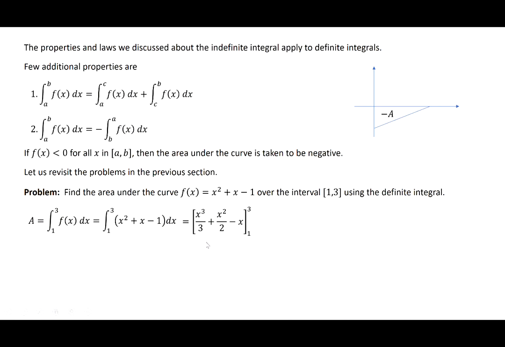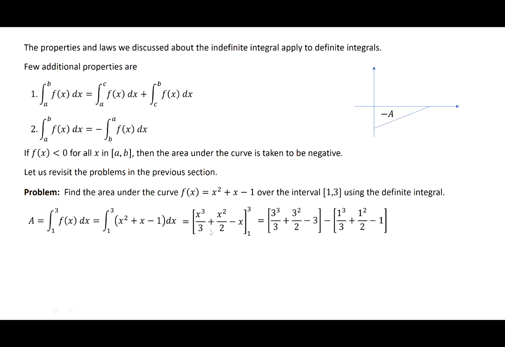Cool. Okay, but what do you mean by these limits now? Oh, we got the antiderivative. All we need to do now is to evaluate this antiderivative at the upper limit, which is 3, minus the same antiderivative evaluated at the lower limit, 1. So what I'm simply saying is plug 3 for x, figure out what's inside. From that, subtract, plug 1 in for x.